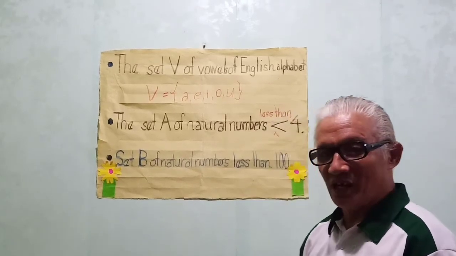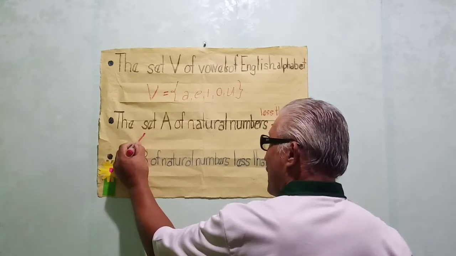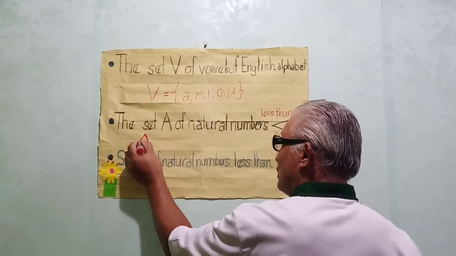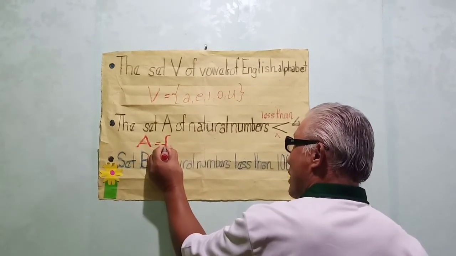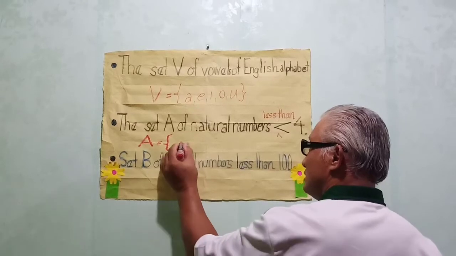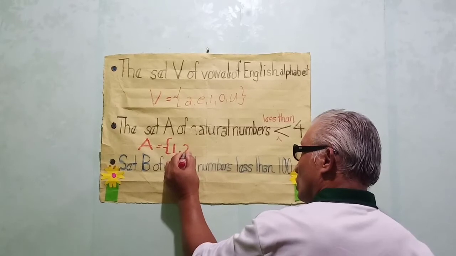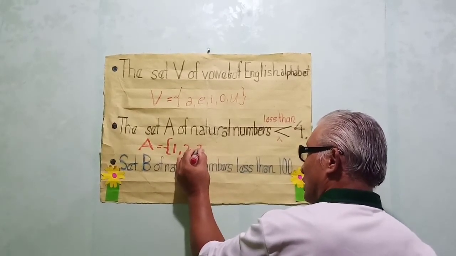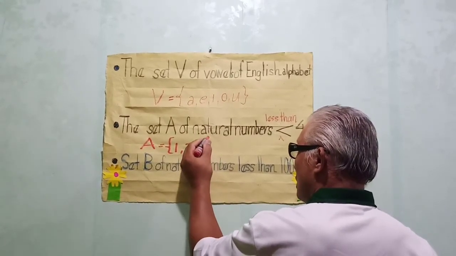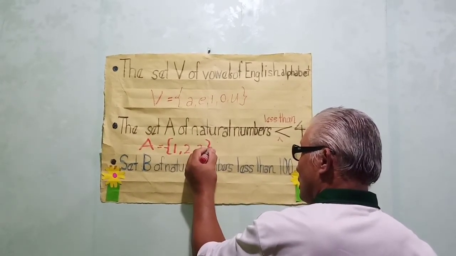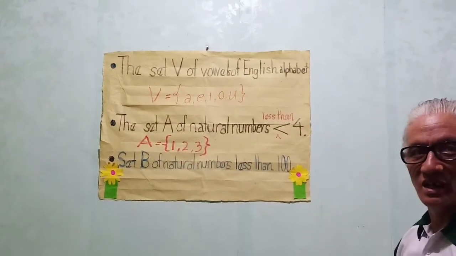So let's write it in roster form. A is equal to, open curly bracket, 1, 2, 3, and we'll close the curly bracket to arrive at the correct answer.